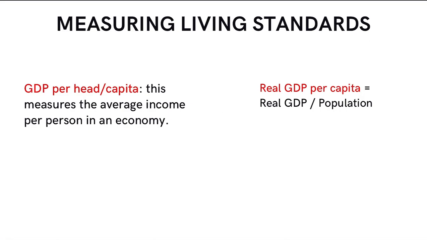Firstly, what is GDP? GDP is gross domestic product, which means it is the total value of output in a country over a given period of time. Now GDP per head or capita measures the average income per person in an economy. So how do you calculate real GDP per capita? You have to do real GDP divided by population. So if you have any question in your Paper 2 for IGCSE Economics in Section A, maybe for the big case study, maybe they'll ask you to calculate the real GDP per capita. So you have to do real GDP divided by population.